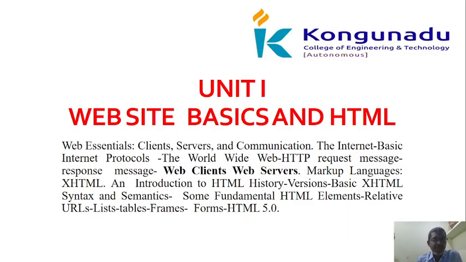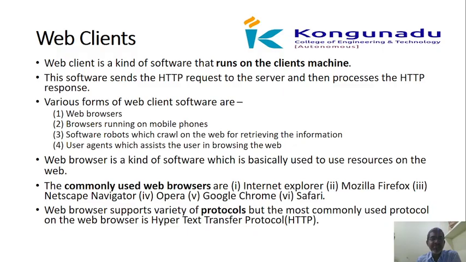Next we are going to see about web clients and web servers. We already know the general terms client and server, so now we go into the web client. It is software that runs on the client's machine. The web client software is a web browser, which is the basic one. Other examples are browsers running on mobile phones, software robots that crawl the web for retrieving information, and user agents that assist with browsing the web. These are all examples of web clients.